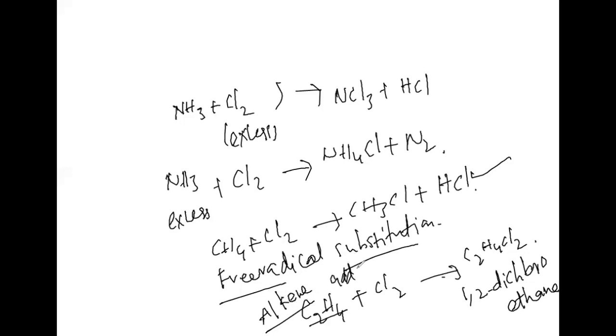Correct. Very good. Alkenes undergo addition reactions. What type of addition? Electrophilic addition reactions. Very good. Now this one I can call a test for unsaturation. Bromine in CCl4 and chlorine in CCl4 are used as a test for unsaturation. The unsaturated compounds are converted into saturated.